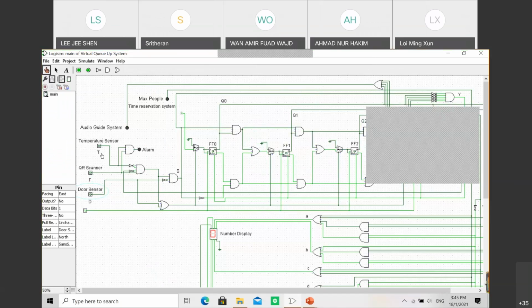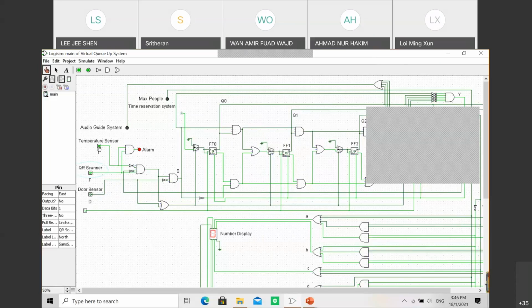So imagine you are the visitor. When you approach the tourist site, you need to have your temperature detected. What if the temperature is above 37.5, which means that it is high? Here we give the output of 1, and the QR scanner means that the visitor needs to scan the QR code, just like what we did for the MySejahtera app. If the visitor's temperature is high, the alarm will sound and not allow the visitor to enter, which we show here as 0.